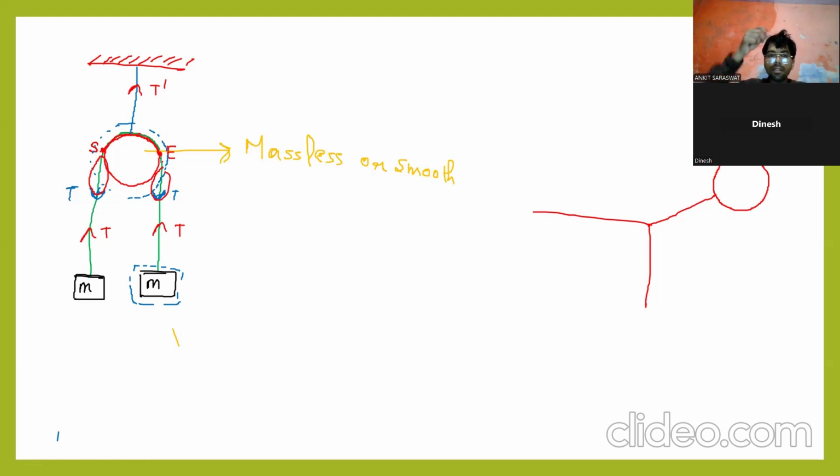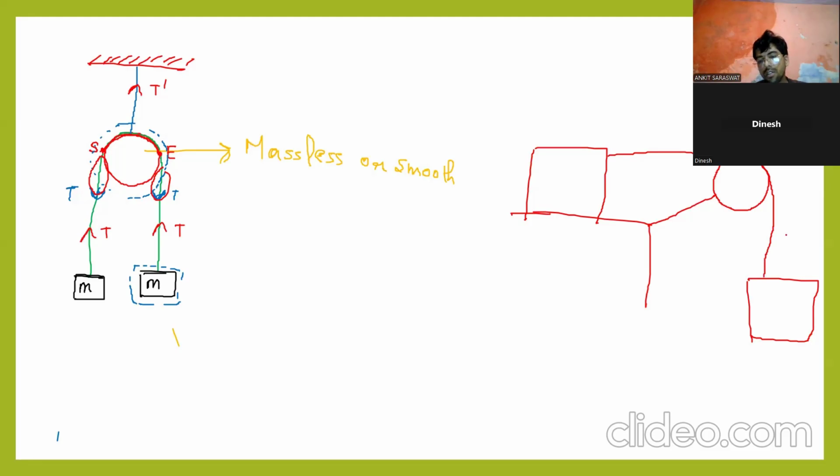Clear, sir? Yes, sir. This string will attract the pulley in this direction. And the top wire, the top string, will attract it like this. That is why if you take this as a system, then the direction of tension will be like this. Just from this example, it has more clarity. For example, if we take two blocks like this, here, Dinesh, this is the string. Understood? Yes, sir.